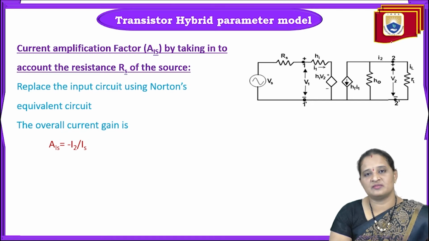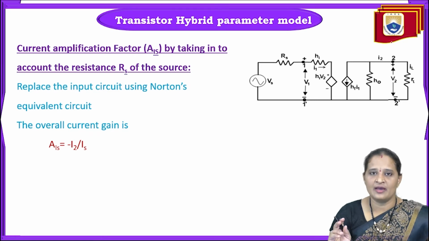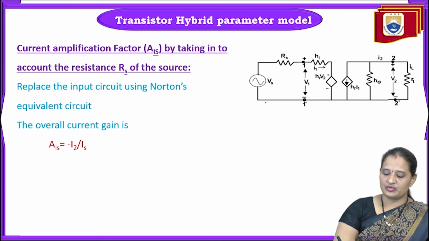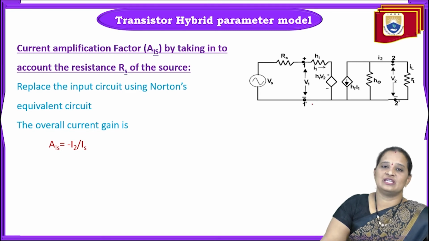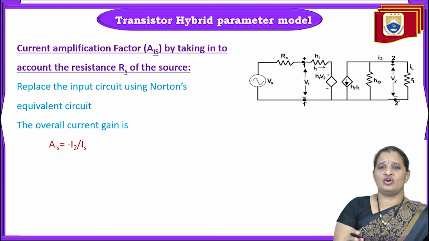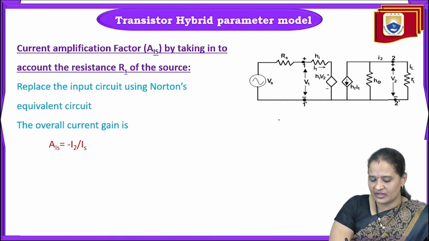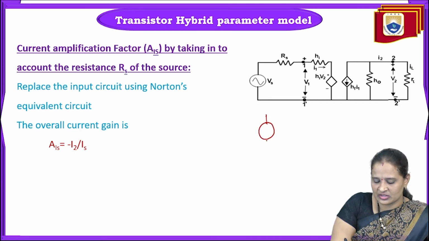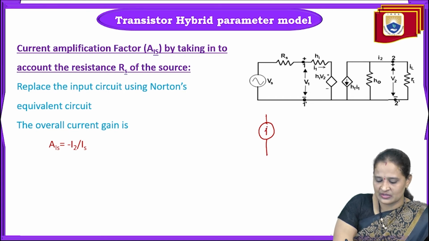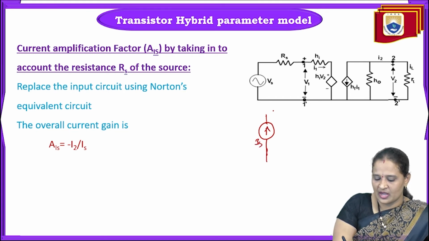What does Norton's theorem state? The current source will always be connected in parallel with a resistance. So now I am going to replace this circuit with its Norton's equivalent circuit. So how can we replace that? Vs I am going to convert into a current source, which is Is. Now this Rs will be connected in parallel, whereas this is replaced with Zi.